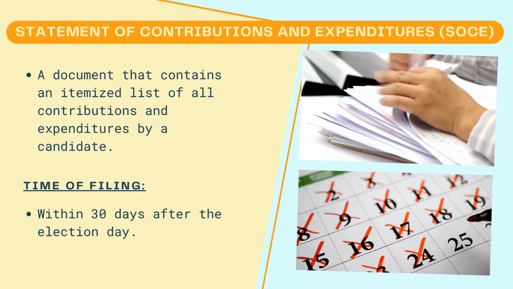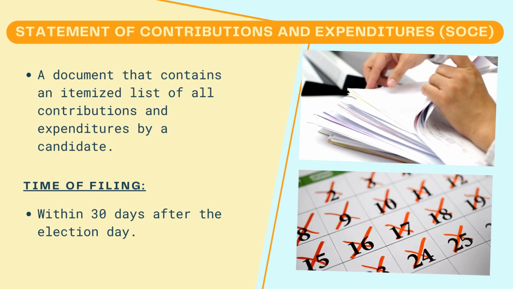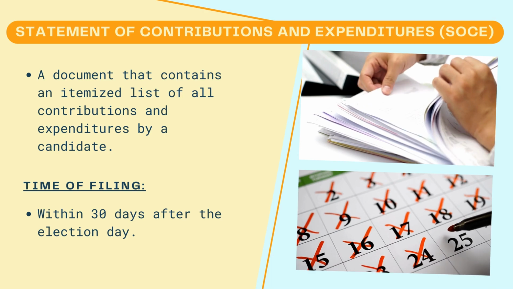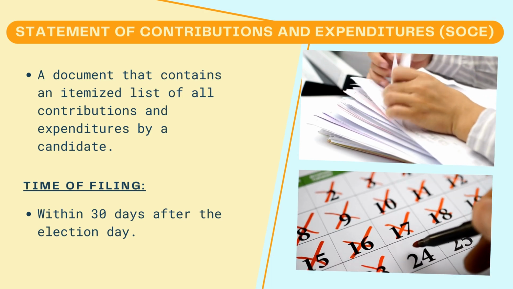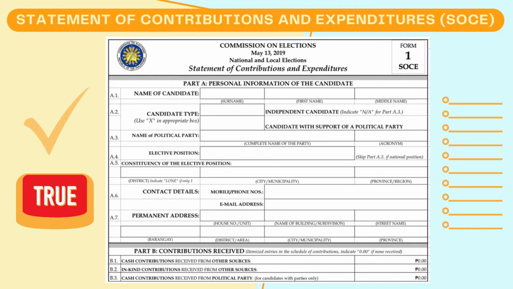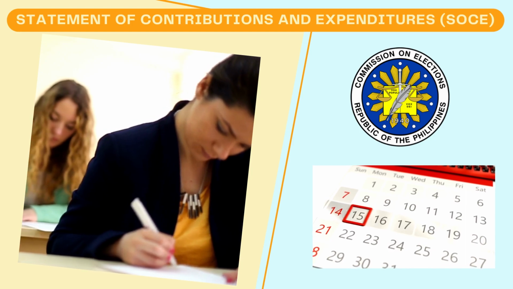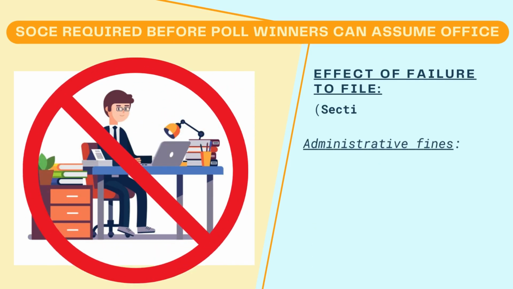Regardless of the outcome of the elections, all candidates are obligated to submit a statement of contributions and expenditures, or SOCE, after the elections, otherwise they may be perpetually disqualified from holding public office. A statement of contributions and expenditures, or SOCE, is a document that contains an itemized list of all contributions and expenditures by a candidate. Every candidate and treasurer of a political party must submit a full, true, and itemized SOCE to the appropriate Comelec department within 30 days after the day of the election. The date of submission for the SOCE is final and non-extendable.